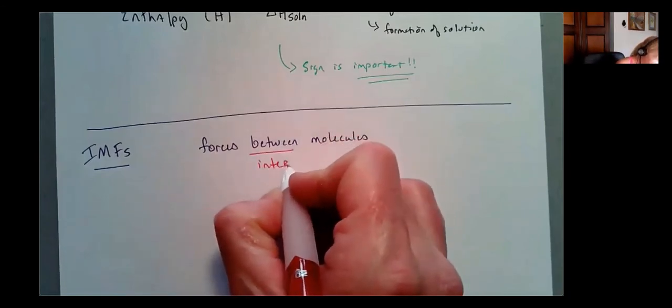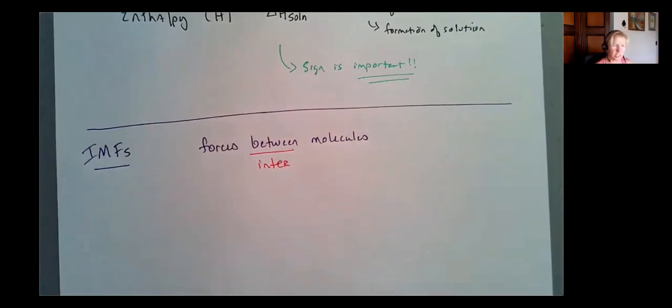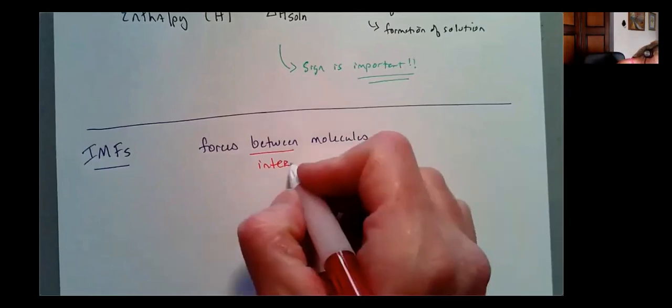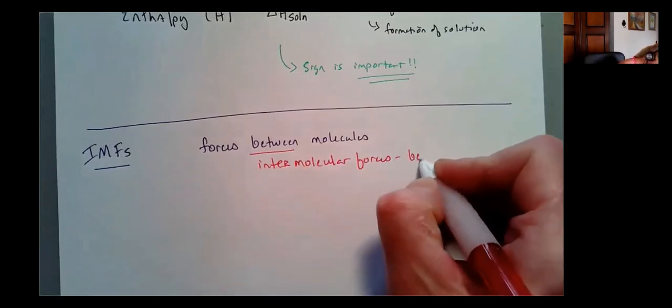Anytime you see inter, that means between. So if I have an interstate, it's between the states. That freeway is going to go across many states. So intermolecular forces happen between molecules.